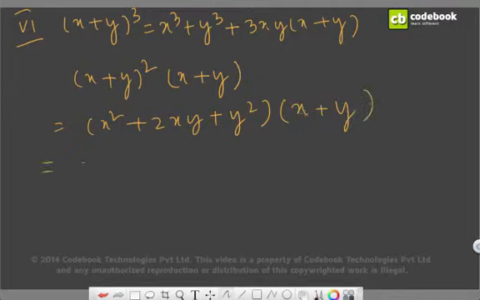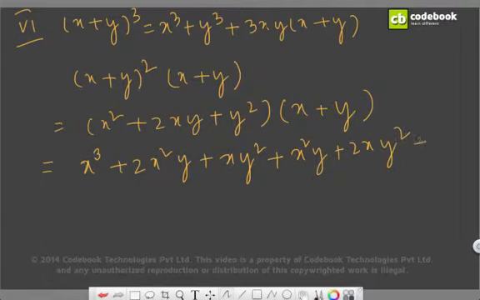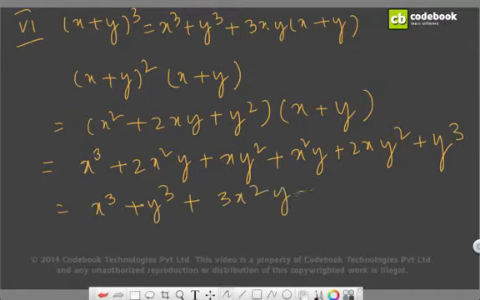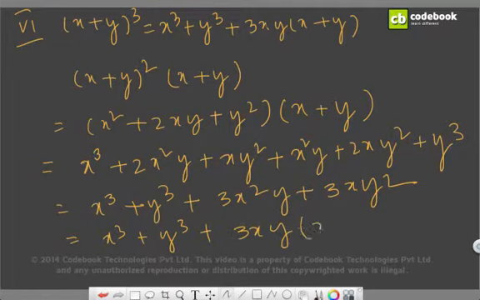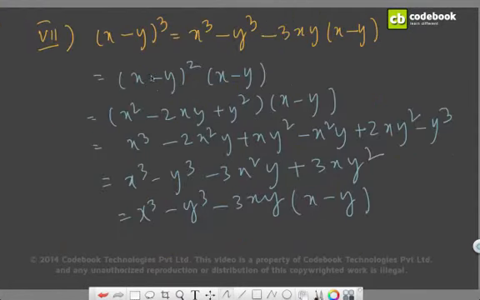Now let's try to expand this. Multiply x with the first term. So you'll get x cube plus 2x square y plus xy square. Now multiply y with the first term. You will get x square y plus 2xy square plus y cube. So rearranging terms, you will end up with x cube plus y cube plus 3x square y plus 3xy square. So that's nothing but x cube plus y cube plus, taking 3xy common, you will get (x plus y), which is your RHS.